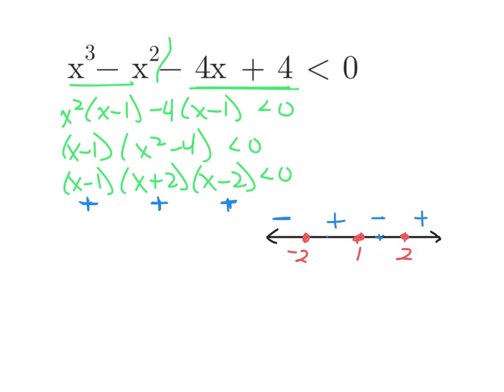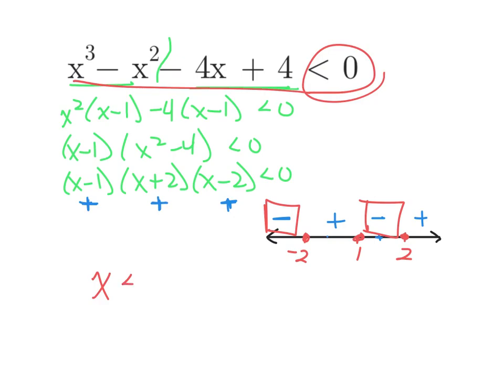Which one do we want? We go back to the problem. We want to know when it's less than 0. That would be the negative ones here and here. So when x is less than -2, or when it's in between 1 and 2.